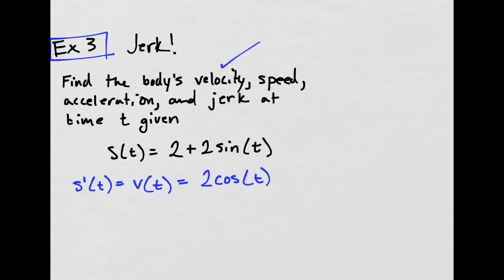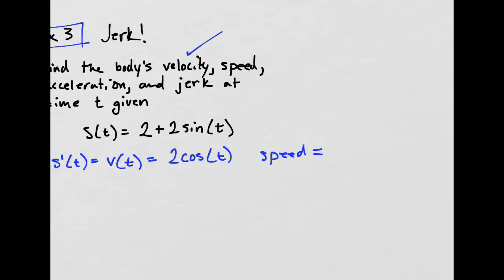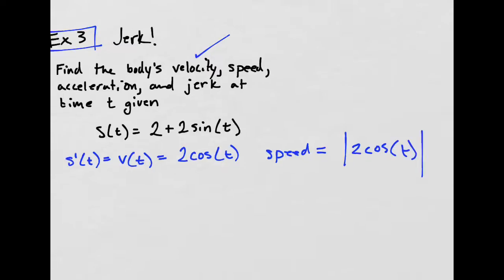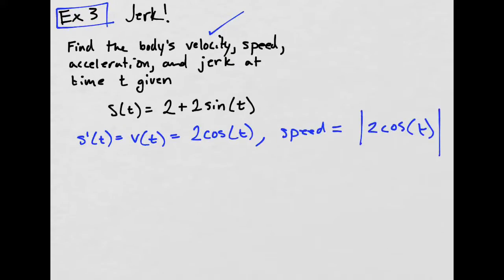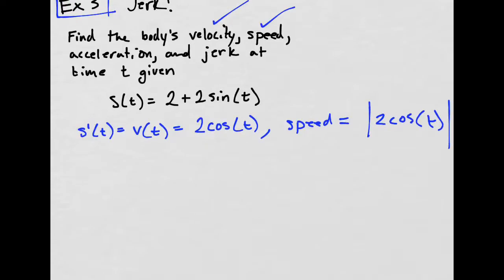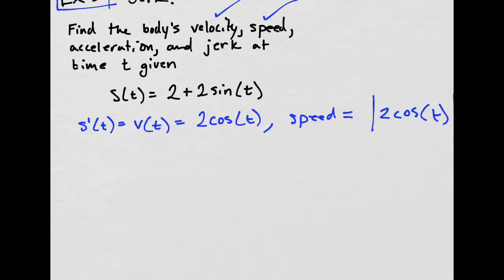If I want the speed, speed would then be the absolute value of 2 cosine t. If I were to plug in some value and it came out negative for the velocity, the speed would just be positive. Does that make sense? I don't know if that makes sense or not, but hopefully it does. So there you go. That's speed, check.